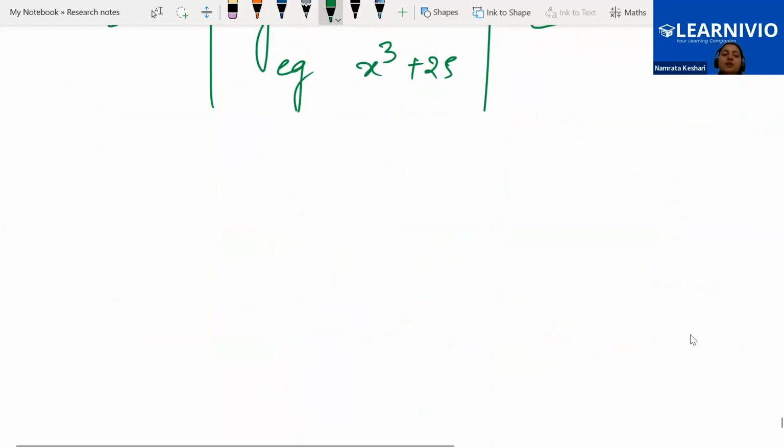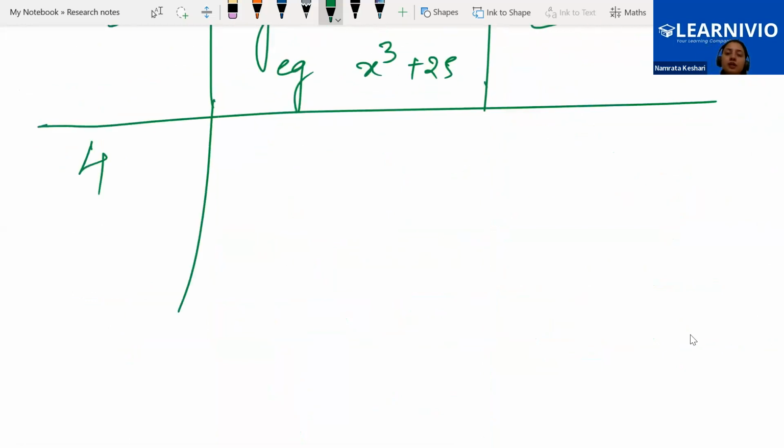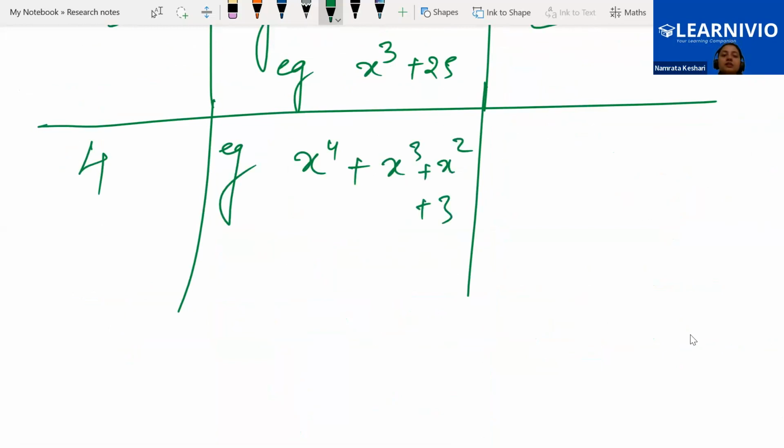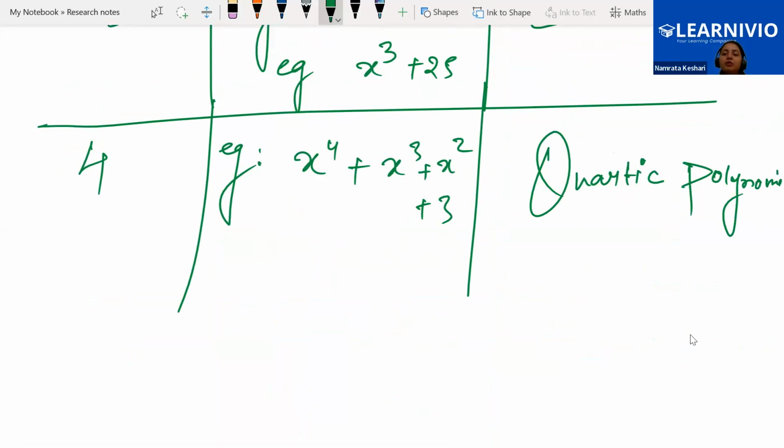Now the next one is when the degree of the polynomial is 4. For example, x to the power 4 plus x cube plus x square plus 3. If the degree of the polynomial is 4, the name is quartic polynomial. And this much only we have to learn. Don't worry, I will help you memorize the names.